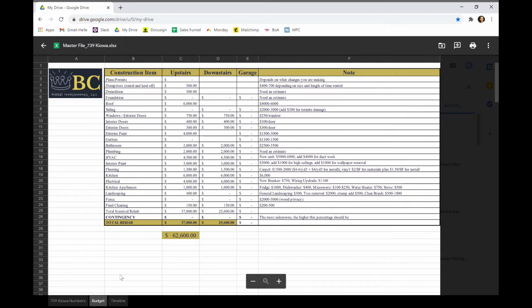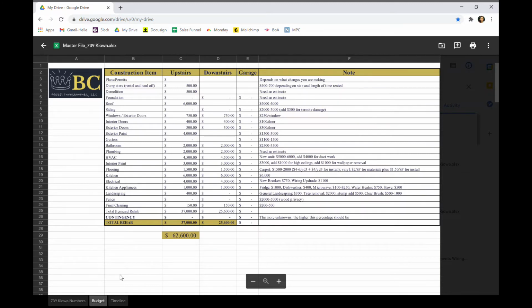HVAC, we are going to need a new unit. The property also already has ductwork, so we're only anticipating units. So one upstairs, one downstairs. $4,500 is pretty high for the unit, but I'm anticipating that we're also going to have to repair some of that ductwork and also maybe just get it serviced. So that's where that's coming in.